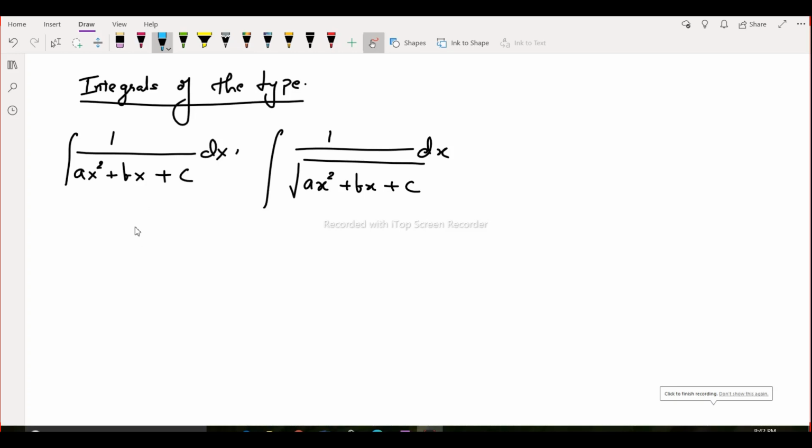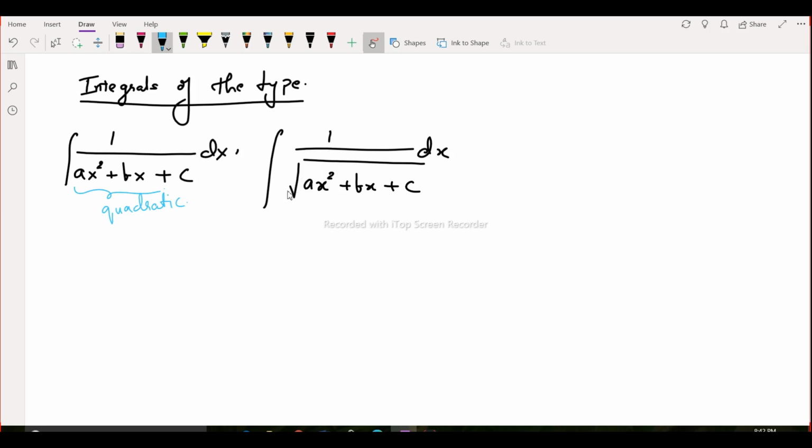Let's start off with the next type of integration, of this type wherein you have the integral sign, in the numerator you have 1 and in the denominator you have a quadratic equation. So this is a quadratic equation, right? You might be able to factorize it or may not. Or else the question will be of this type.